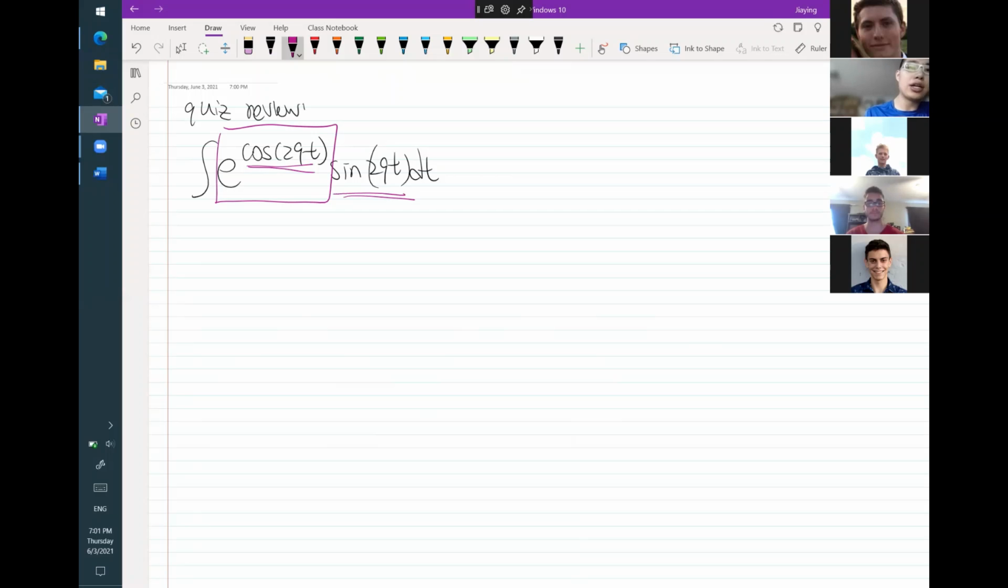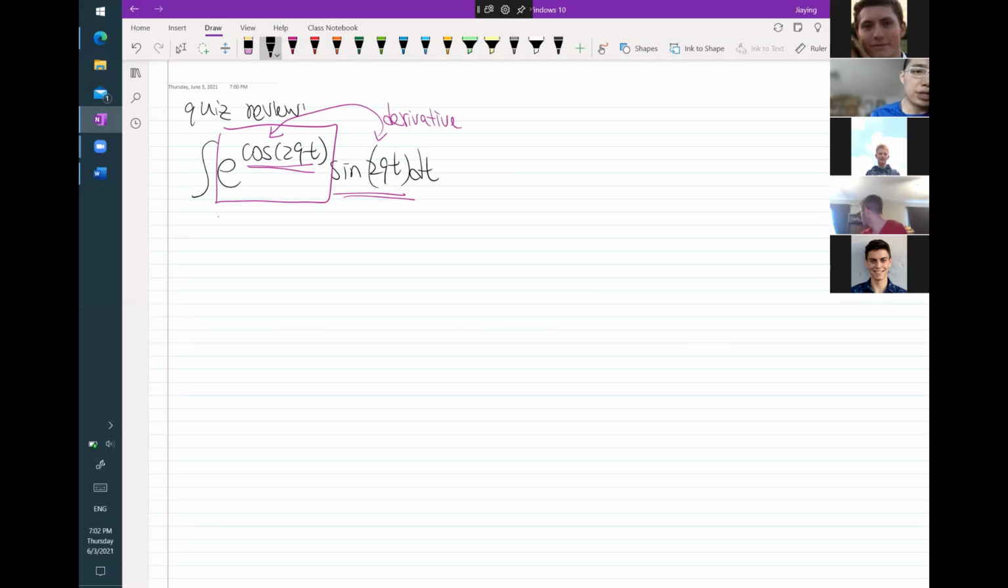By just looking at it, sine is the derivative of cosine. The derivative of cosine is negative sine, but it's close enough. So let me finish this and I'll answer more questions related to the quiz. If sine looks like the derivative of the part in the exponential function, we're going to try u-substitution.